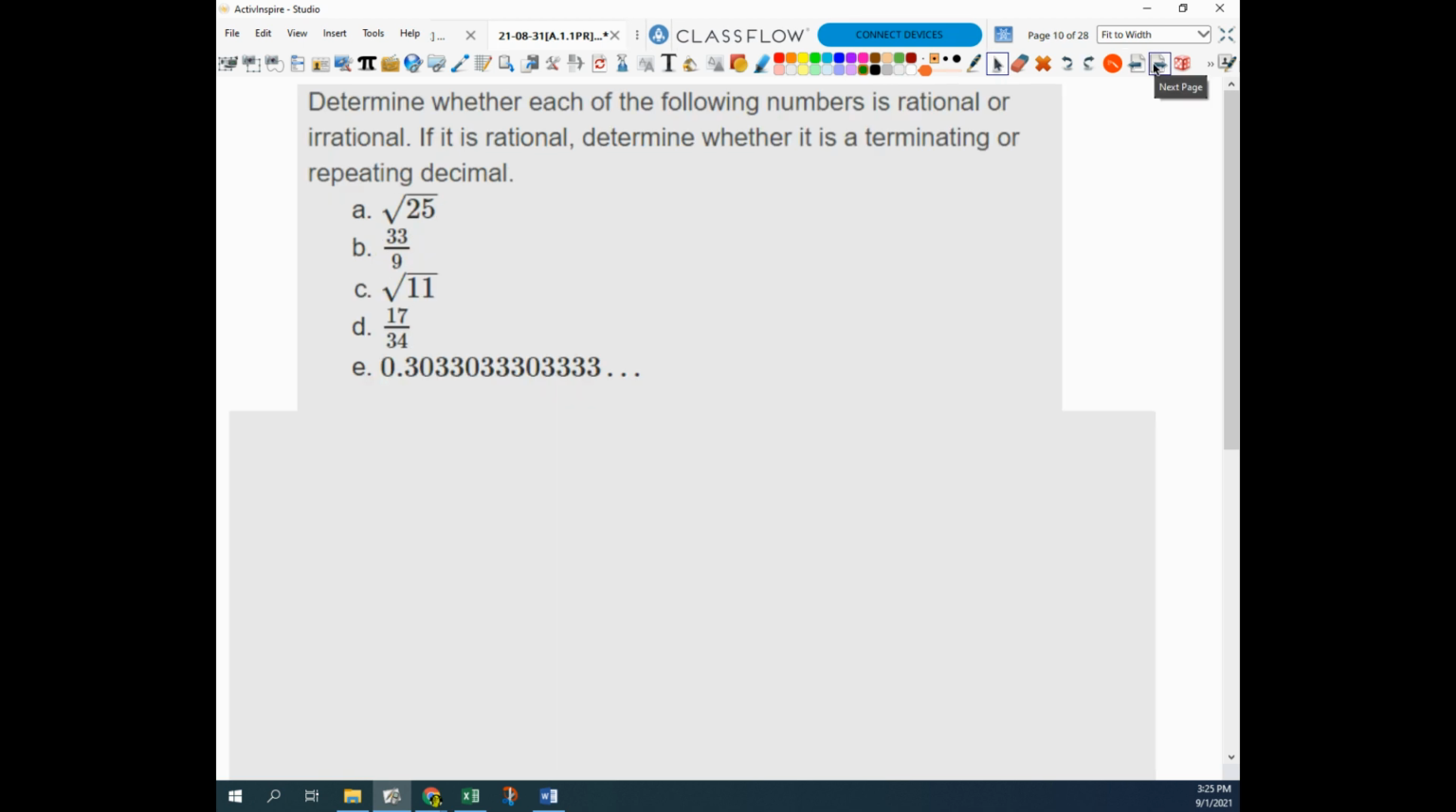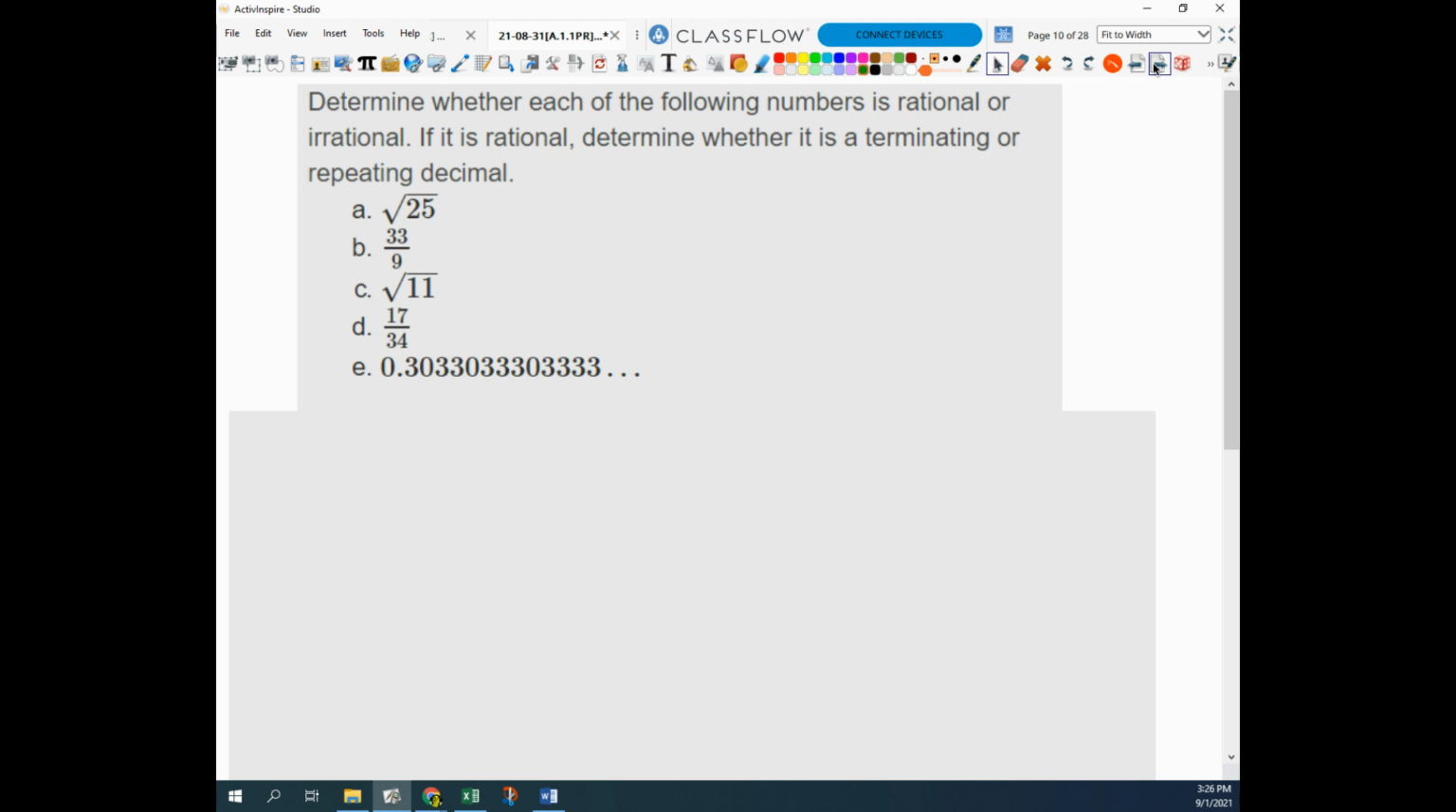Okay, what about these? So here's the game we're playing here. We're going to determine whether each of these is rational or irrational. So you're going to give me thumbs up for rational, thumbs down for irrational. First one, rational or irrational? Oh, I'm seeing thumbs up, even though it's a square root. How come? It's just 5.